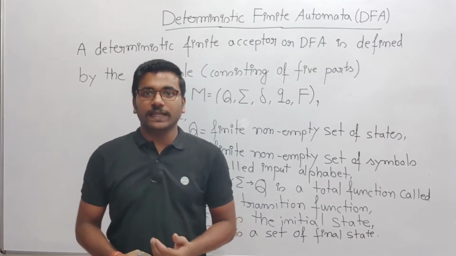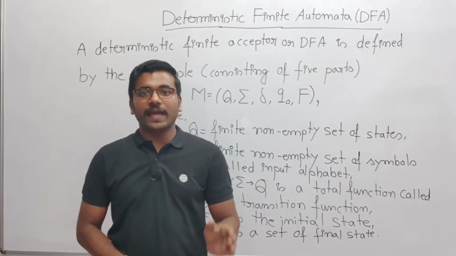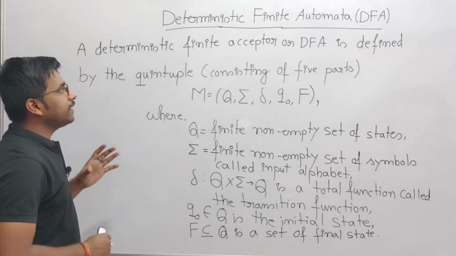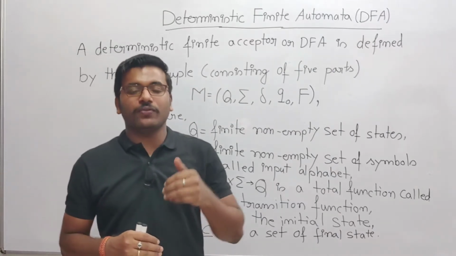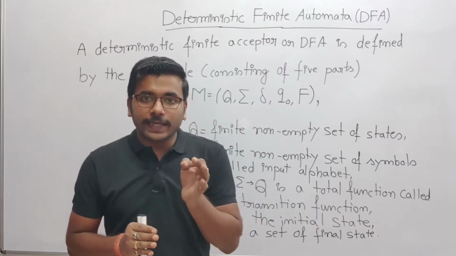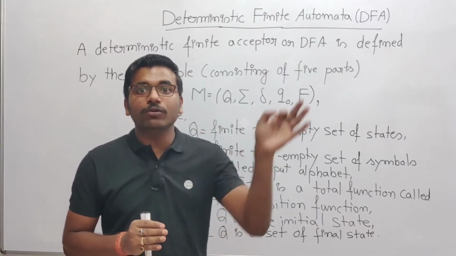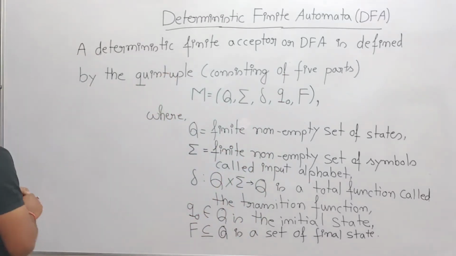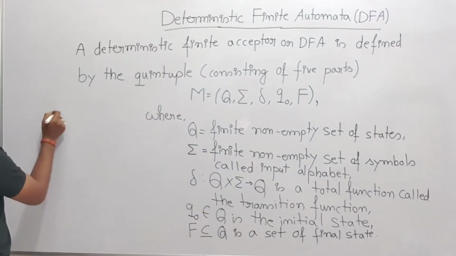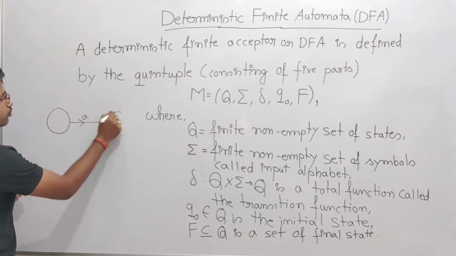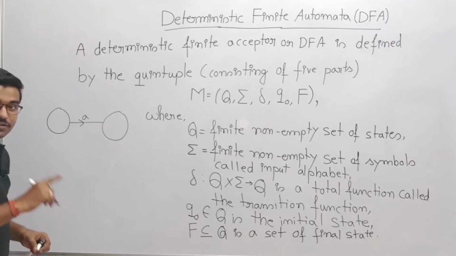Now we are going to see deterministic finite automata. From the name only we can say that it is going to be deterministic. Why is it called deterministic? Because from one state, by getting one input alphabet, it will go only to one state. That's why it is called deterministic. If this is the state, then by getting input alphabet A, it should go only to one state.